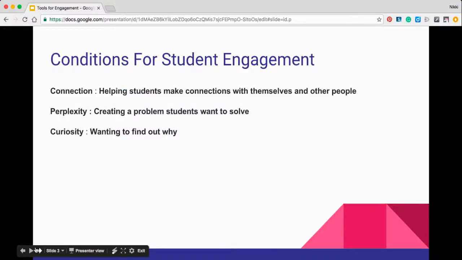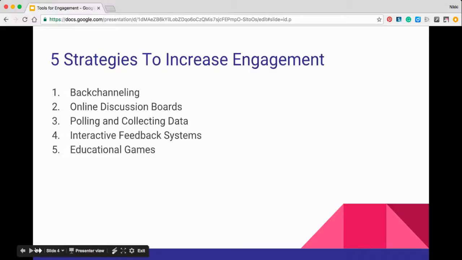And there are certain conditions for student engagement. We need a connection, meaning helping students make connections with themselves and other people. The perplexity, creating a problem for the student that we want them to solve. And also curiosity, wanting them to find out why, to find out the answers to the questions.